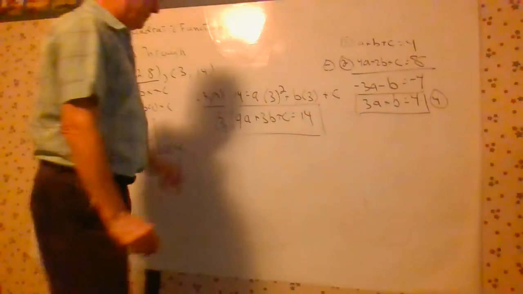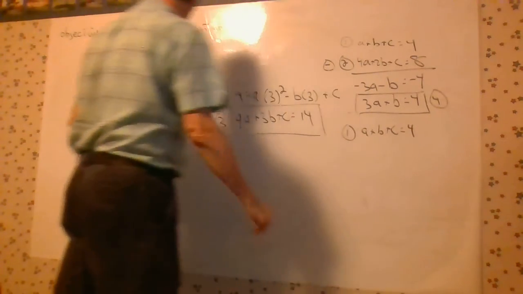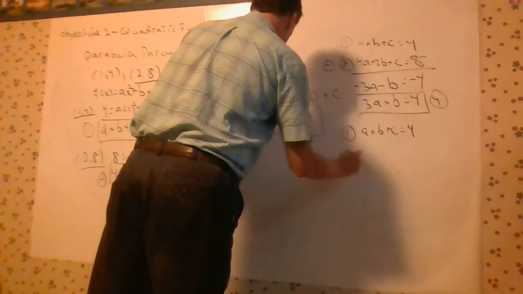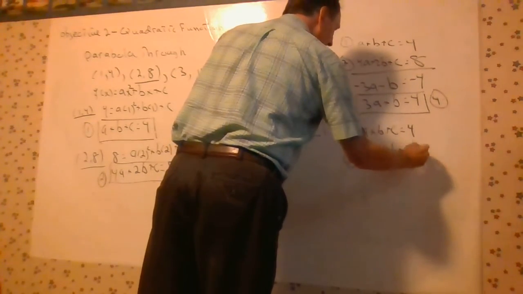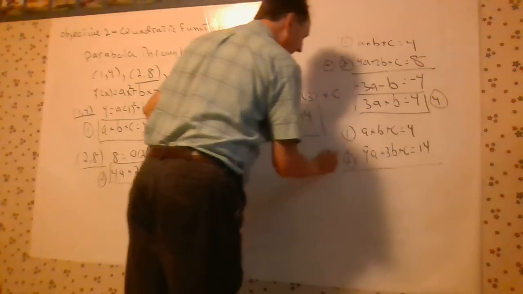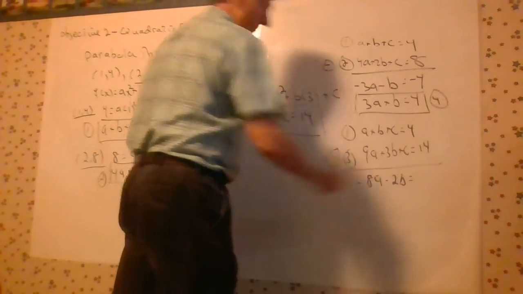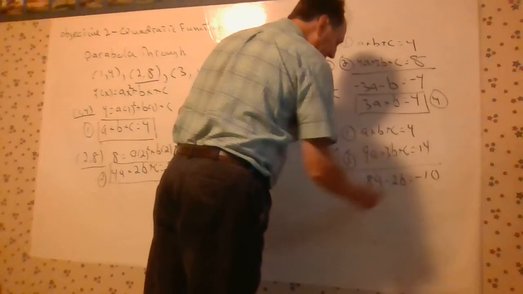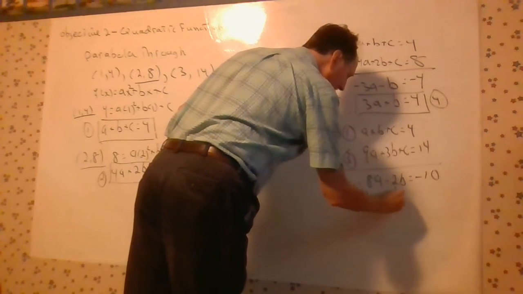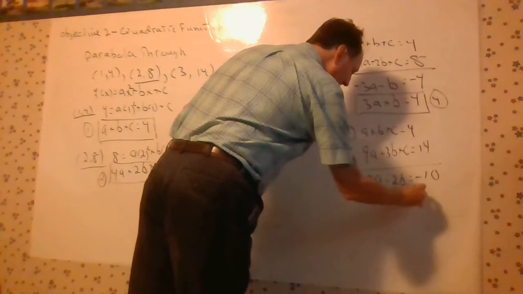And then we take equation 1 and 3, for instance. A plus B plus C equals 4. And equation 3, 9A plus 3B plus C equals 14. Subtract those two equations, we get negative 8A minus 2B equals negative 10. And we can divide by 2, divide by negative 2 for that matter. We get 4A plus B equals 5. Call that equation 5.